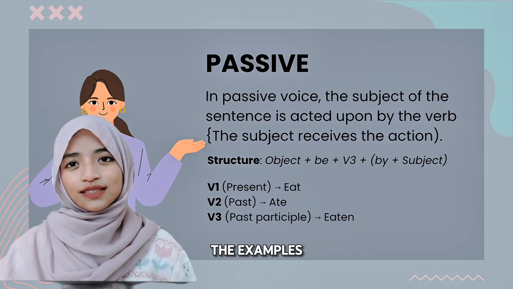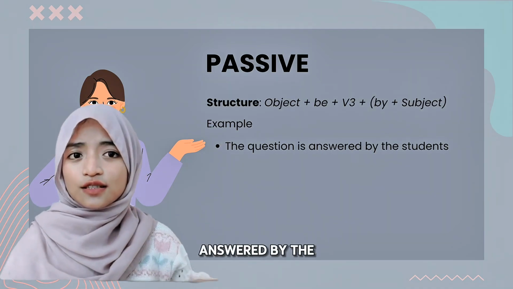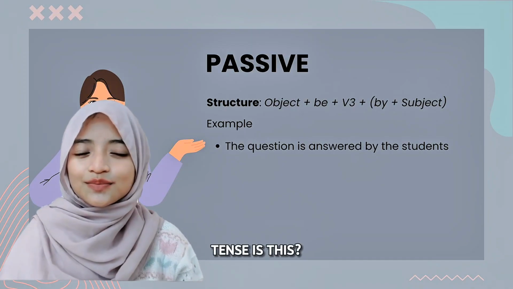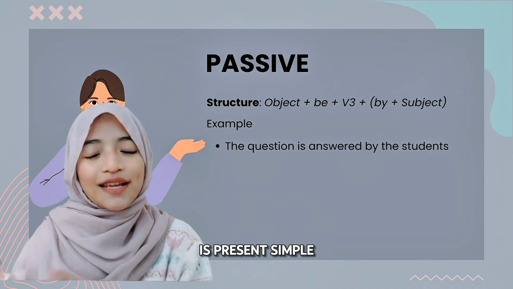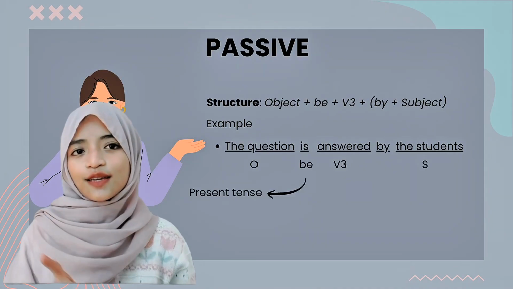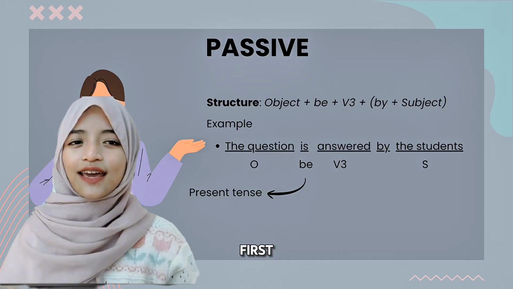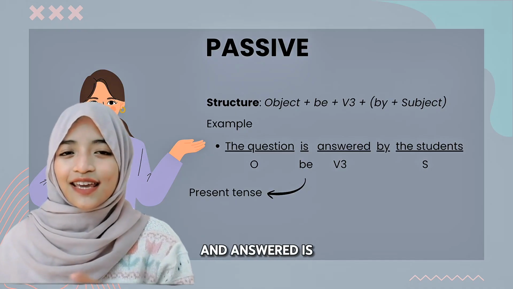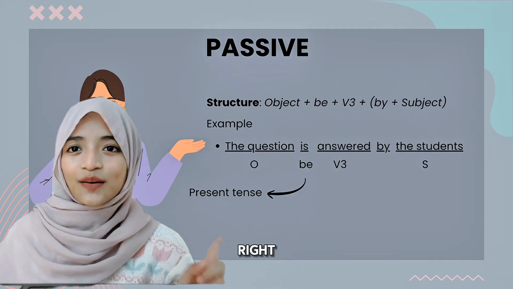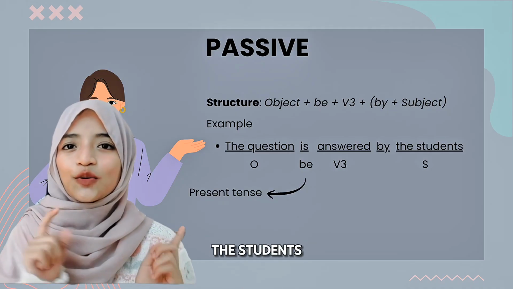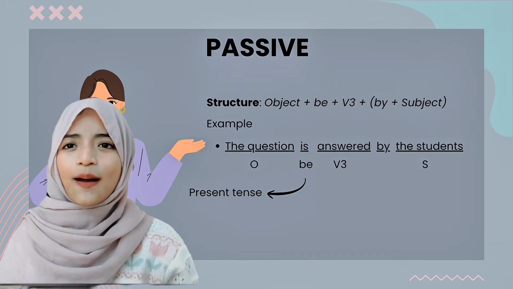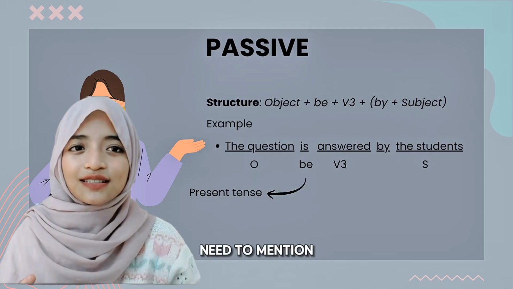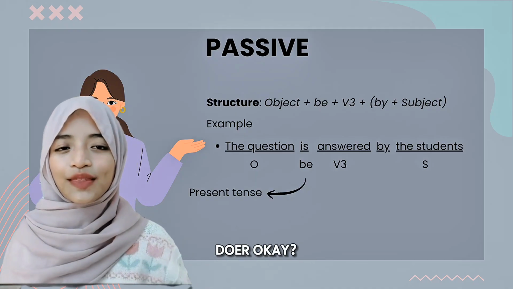Now let's take the examples. The question is answered by the students. What do you think, guys? What tense is this? Yep, this one is present simple passive. Here, the object, the question, comes first, followed by the form of be, is, which is for present tense, and answered is the verb 3, right? And finally, by the students, which tells us who does the action. But remember, by the students is optional. We don't always need to mention who is the doer, okay?